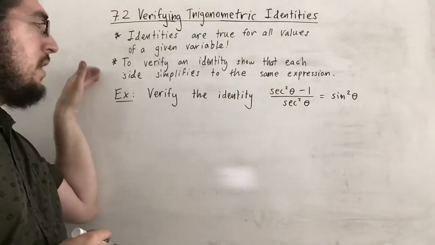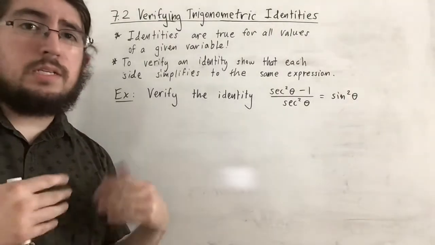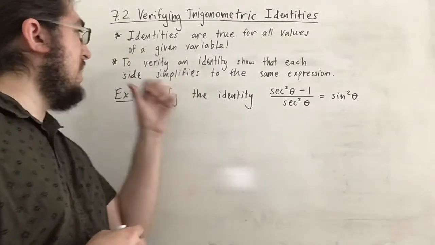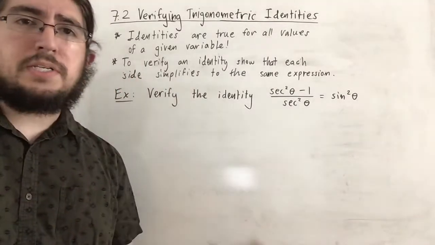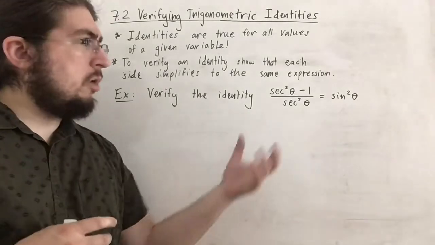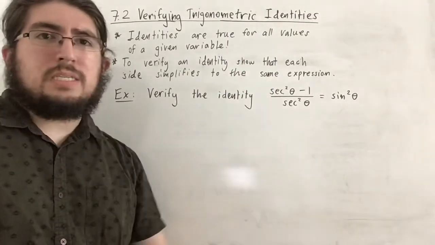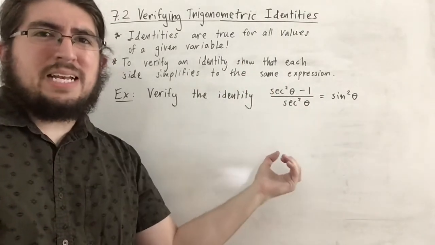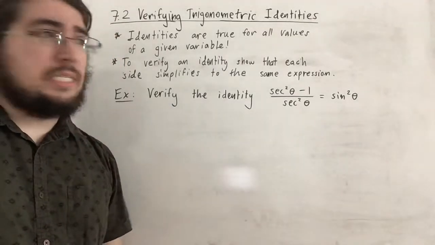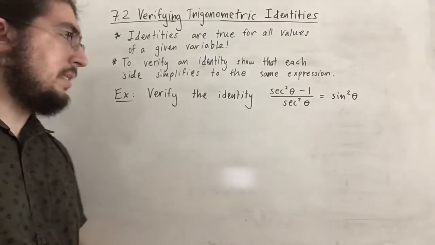All right, now the second point here is more like some advice. Basically it's the procedure we'll be using to verify identities. Here I say, to verify an identity, show that each side simplifies to the same expression. That doesn't always mean you'll have to simplify both sides. Usually we'll start with the more complicated side, simplify that as much as we can and show that it'll be equal to the other side. But if we arrive at a dead end, then we have no choice but to work with both. But for this example here, we'll actually see that only one side suffices.